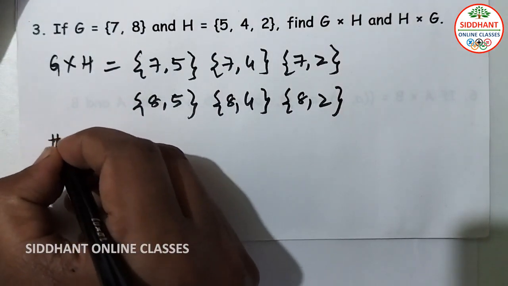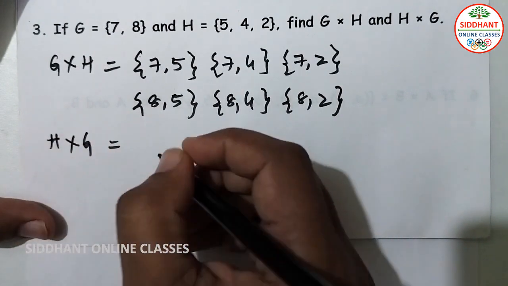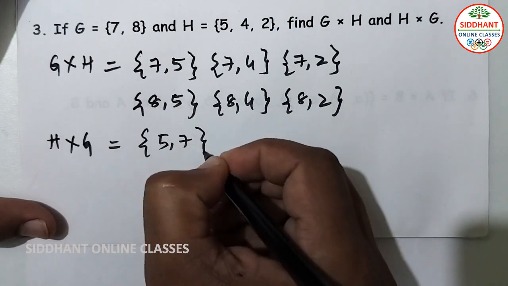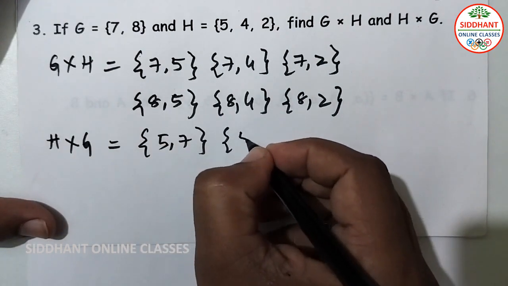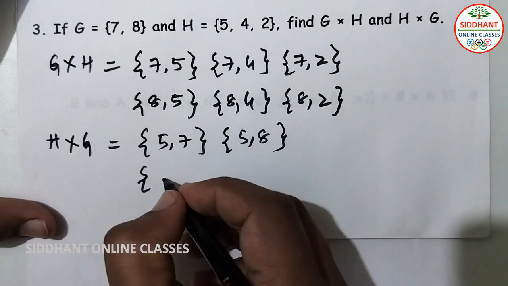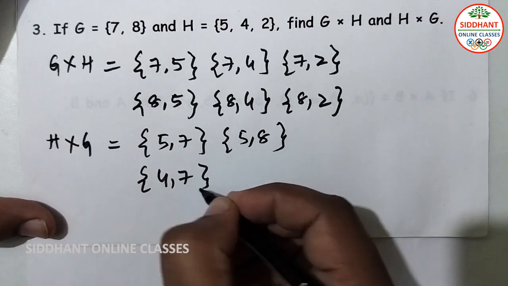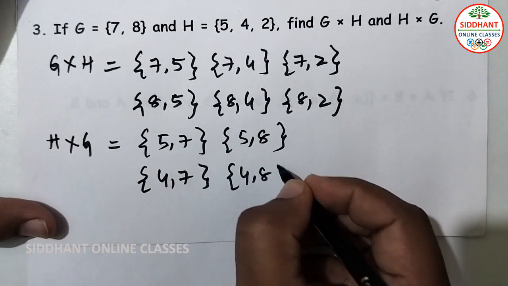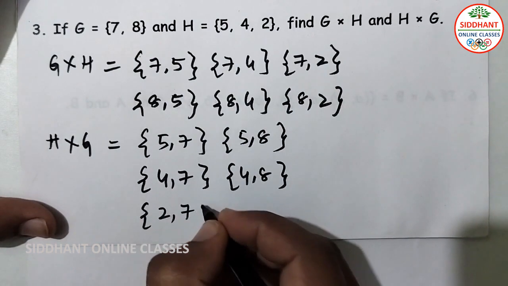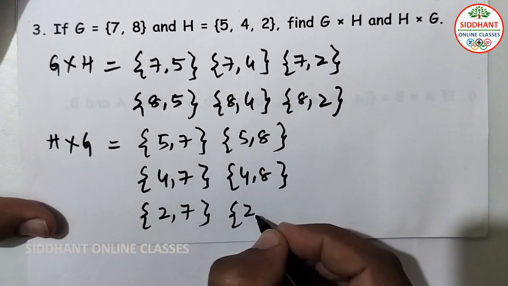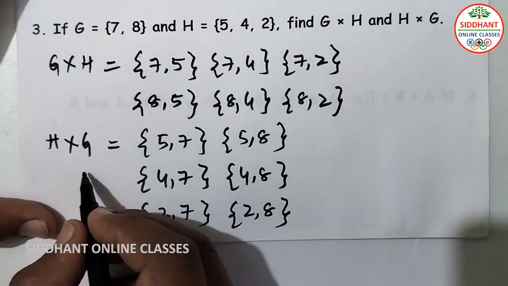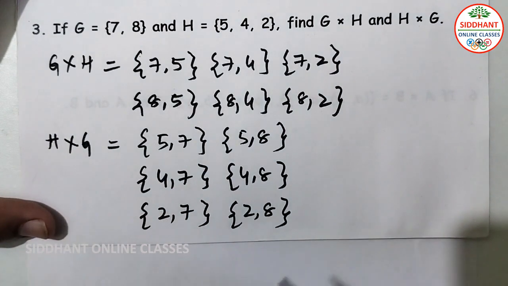Now coming to H cross G. H cross G: (5, 7), (5, 8). Next (4, 7), next (4, 8). Next (2, 7), (2, 8). So this is G cross H and this is the H cross G elements.